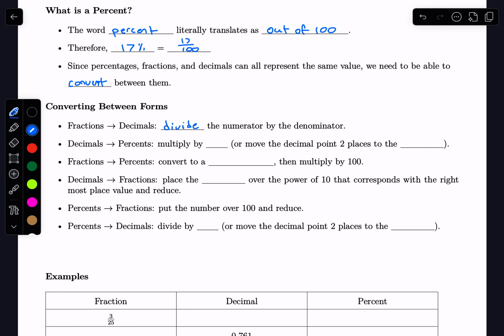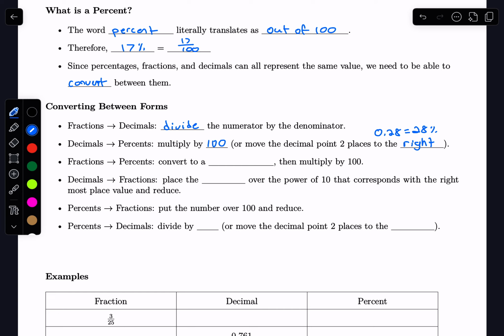The next part, though, we haven't seen yet. If we want to go from decimals to percents, what we're going to do is multiply by 100 or move the decimal point 2 places to the right. So for example, if we have 0.28, which is a decimal, we multiply it by 100 or move the decimal 2 spots to the right to get that. That is 28%. So no real math being done there, just moving a decimal point.